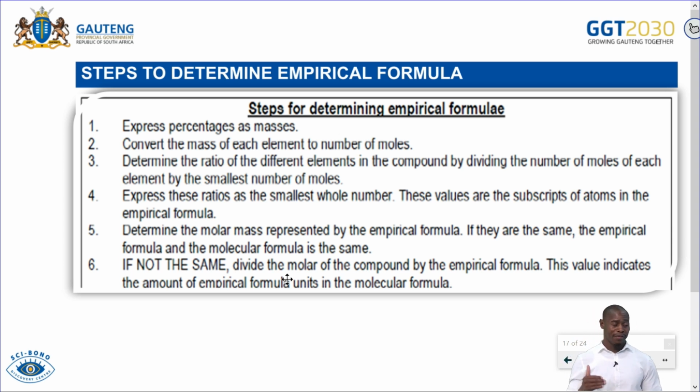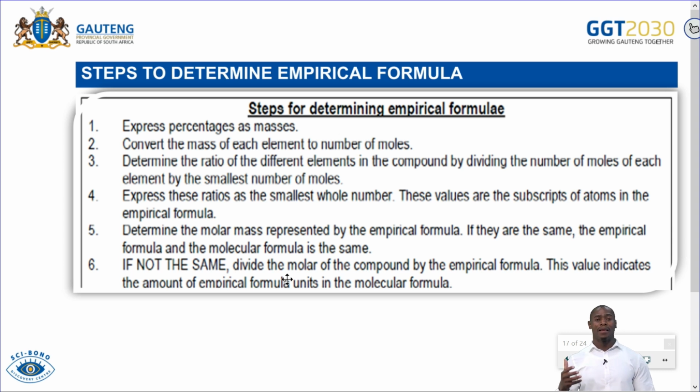Then from there, express the ratios as the smallest whole number, and then these values are the subscripts of atoms in the empirical formula. These actually are the steps that we need to follow when we want to determine the empirical formula of a compound, right? Then from empirical to molecular formula, we'll come to that.